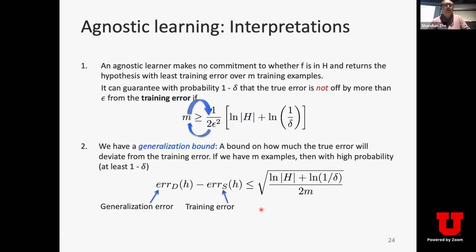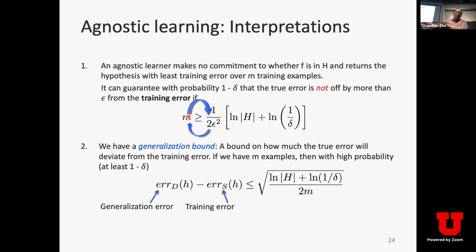So we have seen that this sample complexity bound for agnostic learning also reflects the Occam's razor principle. Because we can see that if you set the same delta and the same distance epsilon, the larger your hypothesis space, meaning the more complex your model, the more training examples you need to control the chance of that bad event to be less than delta.